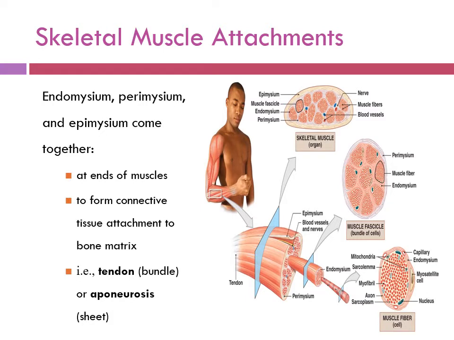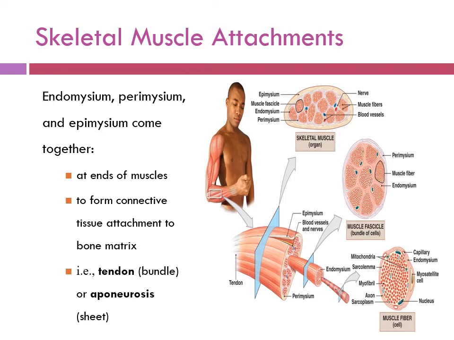Our muscles are attached at either end. The endomysium, the perimysium, and the epimysium all come together at each end of the muscle, and they form our tendons or aponeurosis. A tendon is like a thick bundle that attaches into a bone, and an aponeurosis is like a sheet tendon that attaches into the bone.